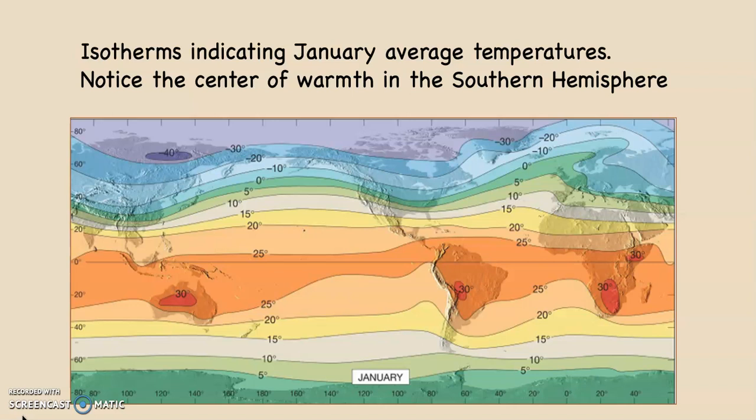You now know why that is. In January, the subsolar point is in the southern hemisphere. In fact, it just passed the Tropic of Capricorn at 23.5 degrees south. Wherever the subsolar point is, that's where the center of heat is at. And of course, in January, the center of heat on planet Earth is going to be in the southern hemisphere.